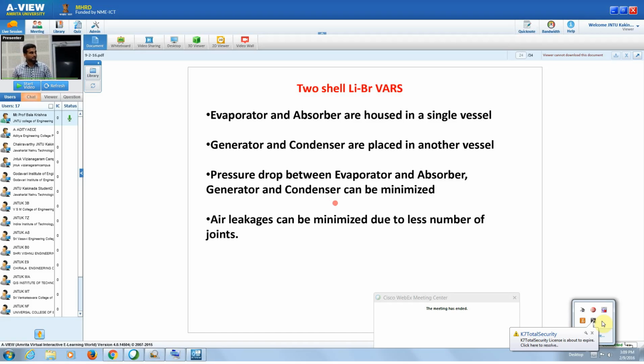Because of this particular arrangement, air leakage is minimized due to fewer joints. Once you have reduced the number of shells, the number of joints also is reduced, and this reduces the air leakage problem. Air coming into the component or into the refrigeration system is reduced.